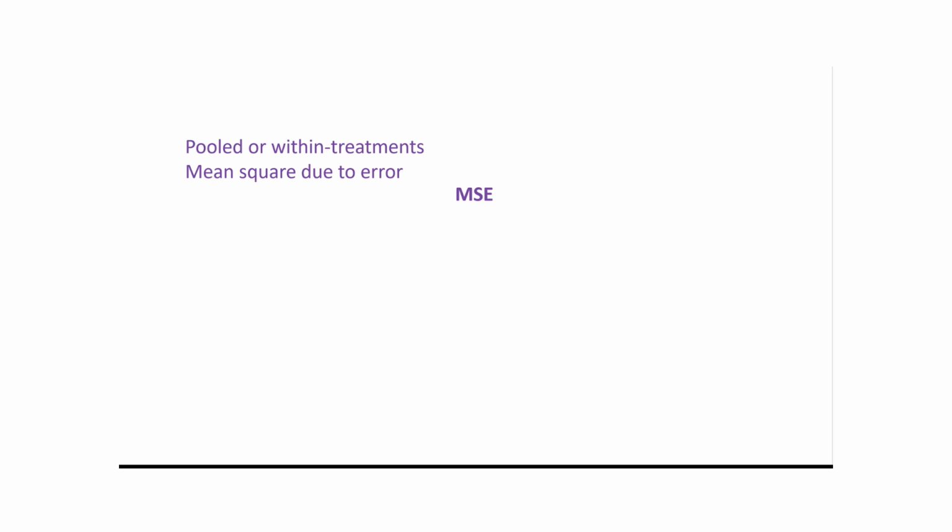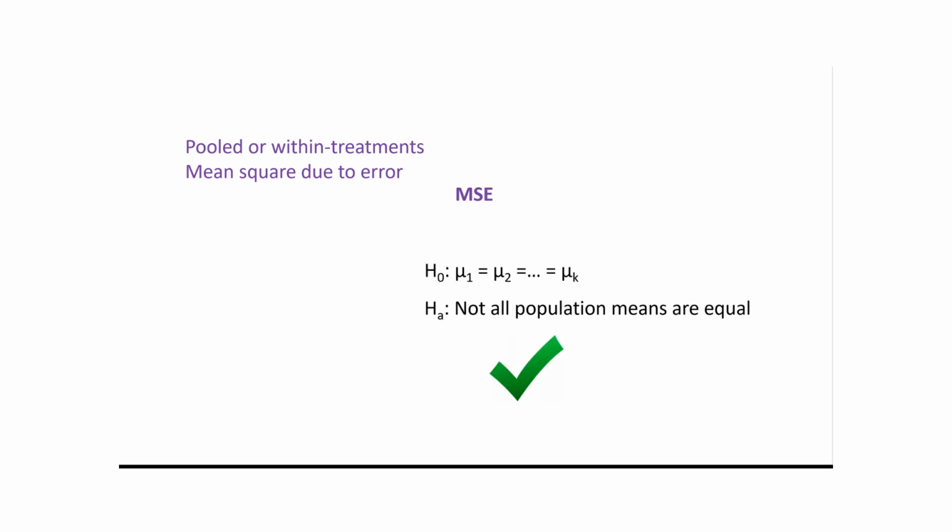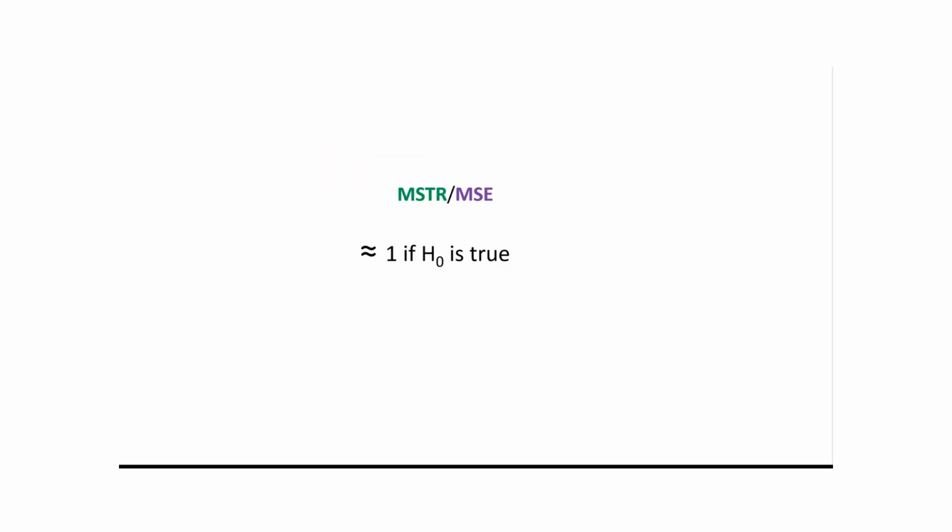MSE, or mean square due to error, is the other estimate of the variance we will use. It also is called pooled or within treatments estimate. And this one is always a good estimate of the variance of the sample means, whether H0 is true or not. So this means the ratio of those two estimates will be close to 1 when H0 is true. In this case, MSTR and MSE are about the same, both giving a good estimate of the variance of the sample means. And this ratio will be large if H0 is false.